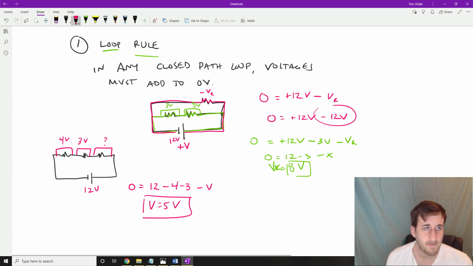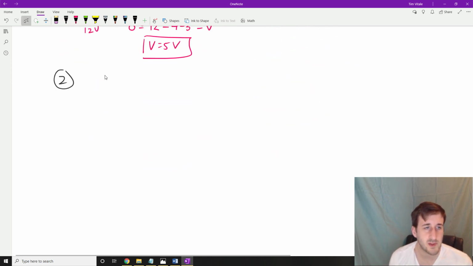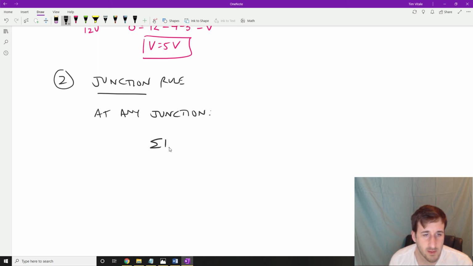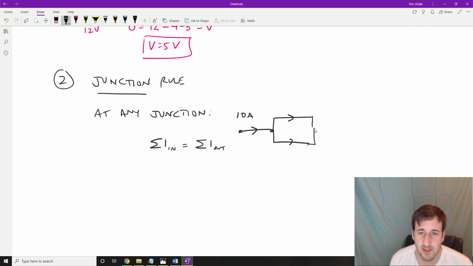The second one is called the junction rule. I think this one's a little bit easier. The junction rule just says that at any junction, the current in must equal the current out. So that's a fancy way of just saying, take a look at this. Let's say here's my junction. Let's say that this is 10 amps coming in from this point, and then when it gets here, it can split into 2 different currents.